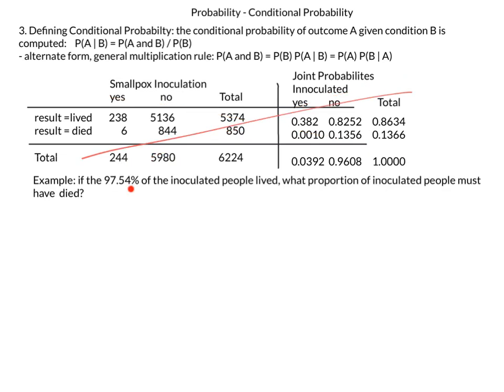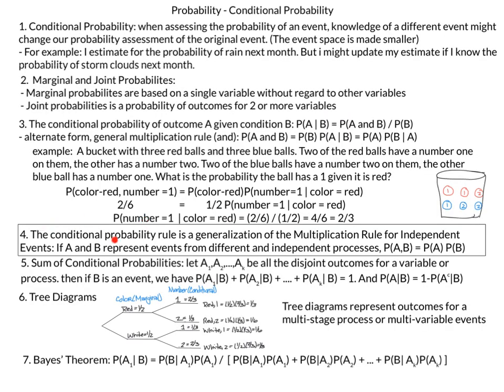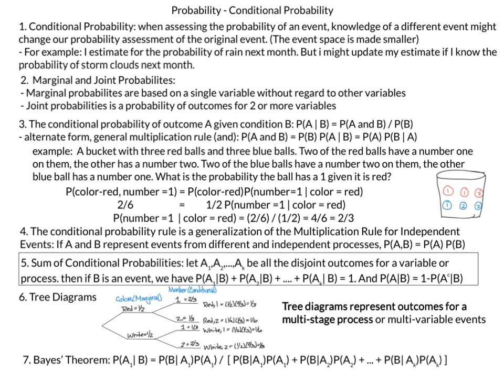If 97.54% of inoculated people lived, what proportion of the inoculated people must have died? Well, of the inoculated people, 97.54% lived, that means the 100 minus 97.54% must have died. So 100 minus 97.54, 2.46% must have died. We have already discussed how the conditional probability rule is a generalization of the multiplication rule for independent events. So our last topic for this video is going to be the sum of conditional probabilities.